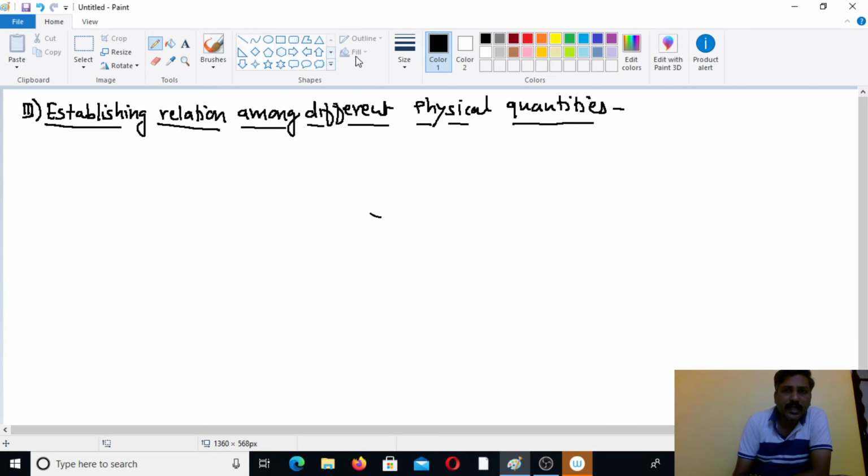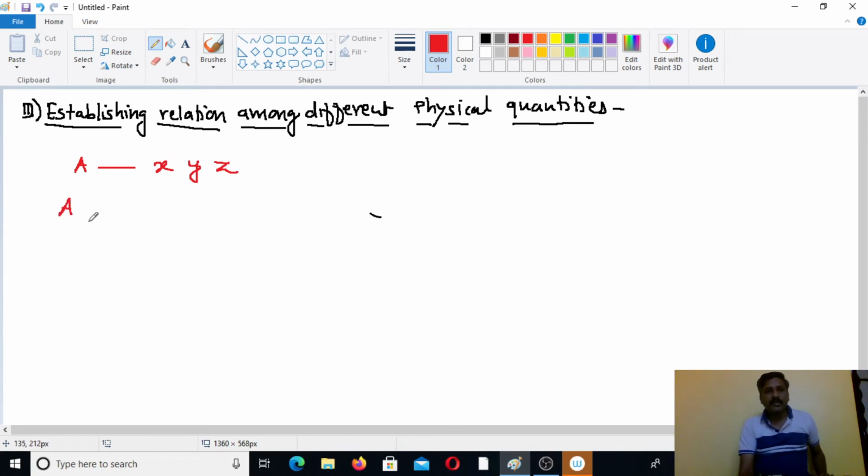Now suppose A is any one physical quantity, and this physical quantity A depends on some other physical quantities. Let those physical quantities be x, y and z. Now I relate this A with x, y, z in this way: A is proportional to x raised to a, y raised to b, z raised to c.